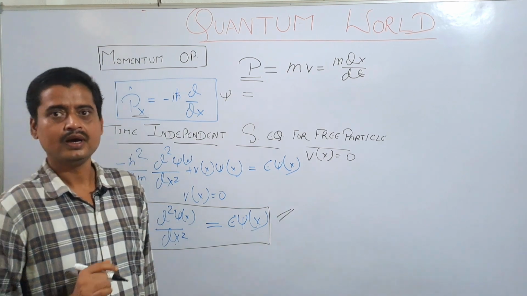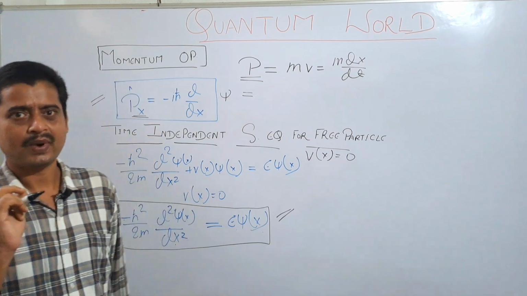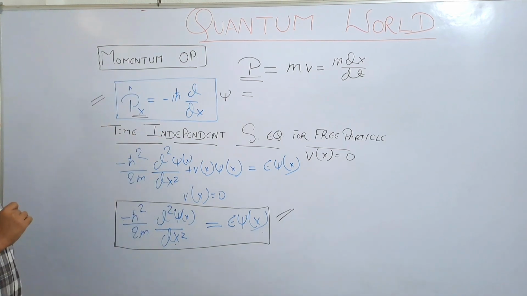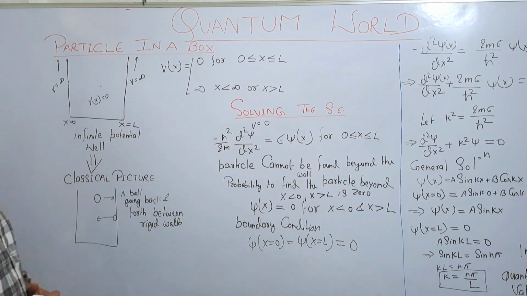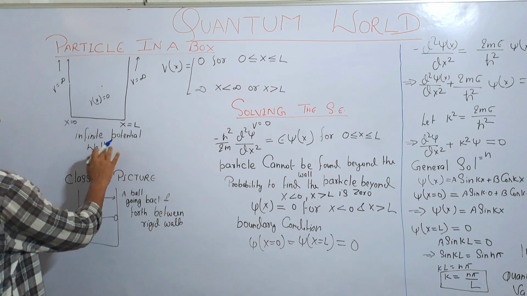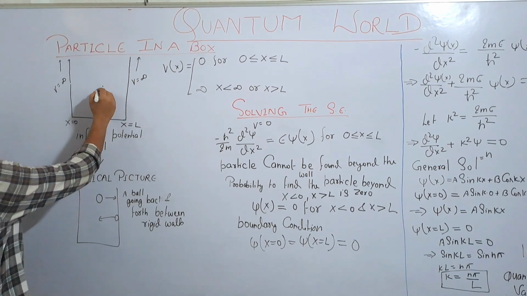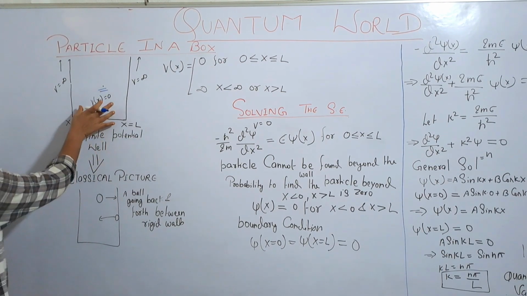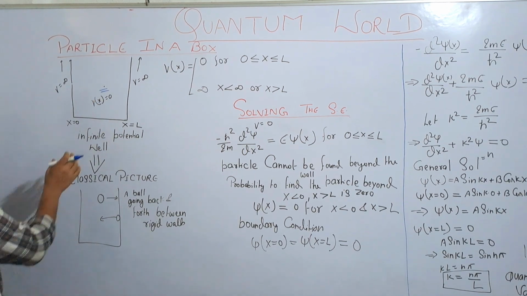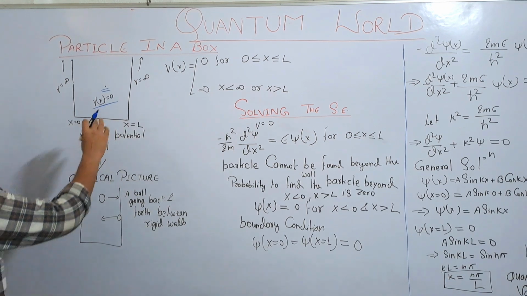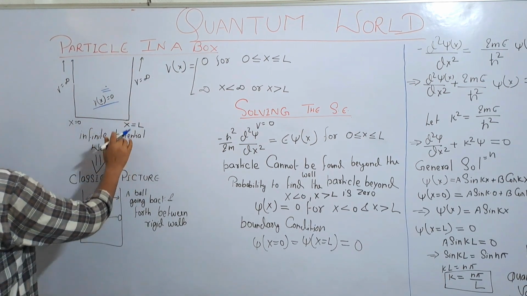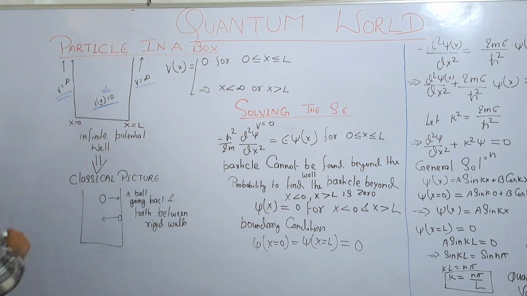Now we will solve a case where there is a particle in a potential well. Let's imagine a particle in an infinite potential well. This is the particle which can freely move in this potential well. Inside this well, potential is 0, but at the wall the potential is infinite. So we have to solve the Schrödinger equation for this particle in a box.